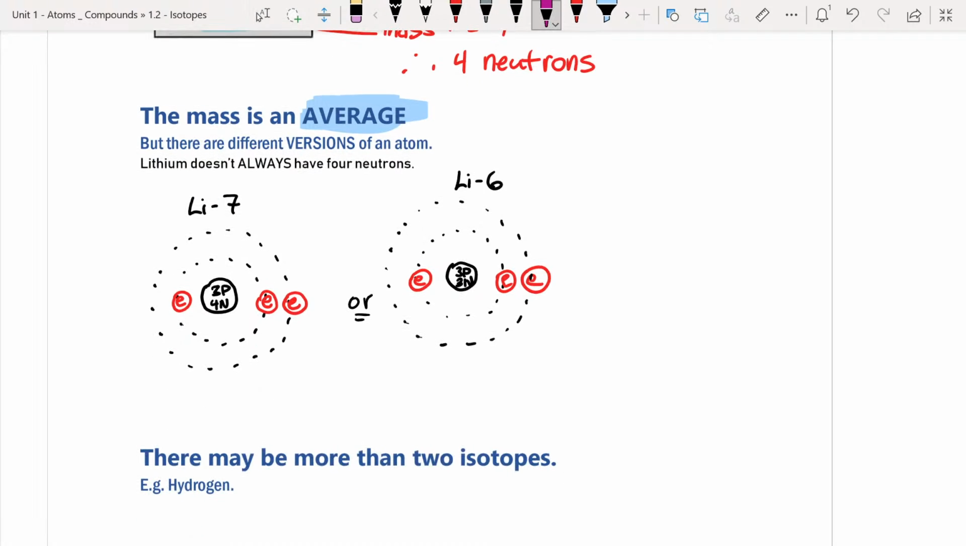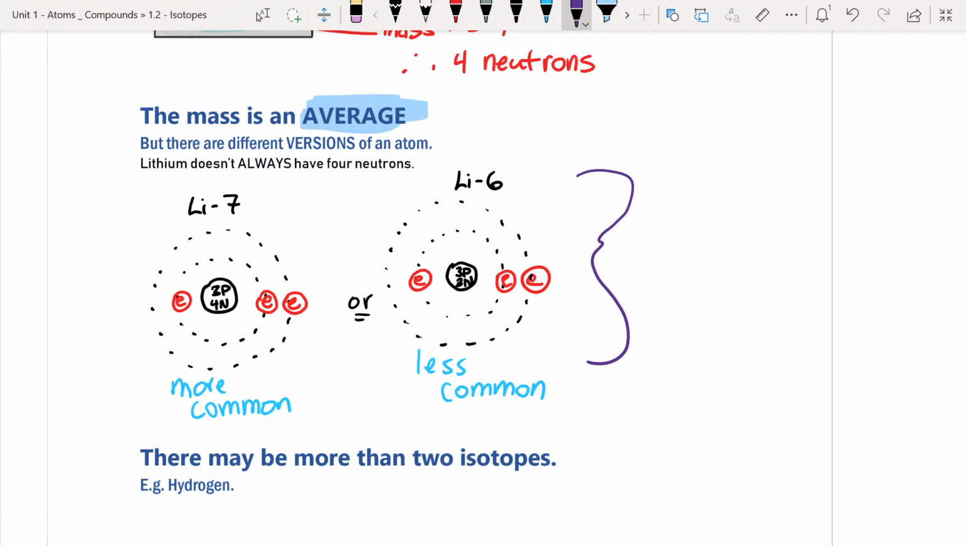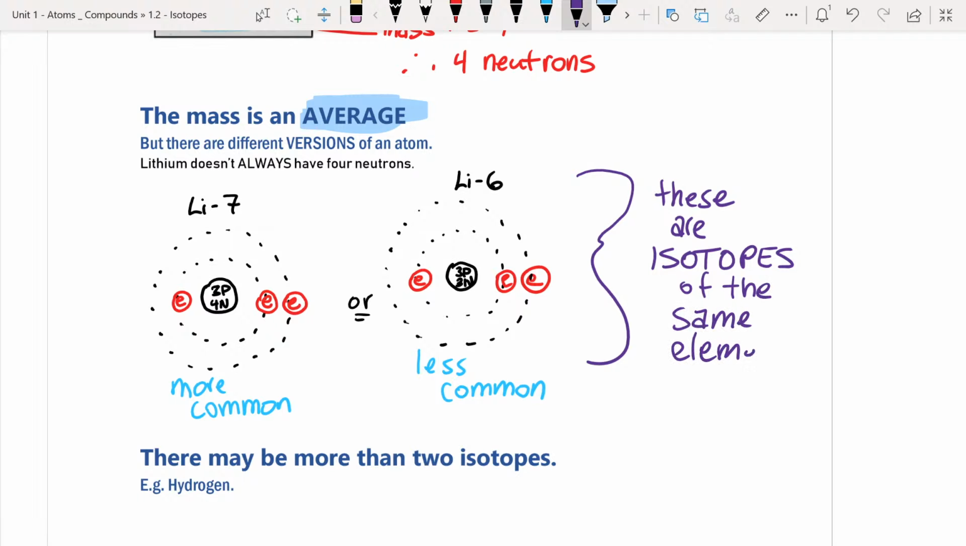So we can tell just looking at this that this is more common and this is less common. We get that based on the average, but both of these exist. These are different, and I'm going to introduce a word. Well, we've already said the word, but these are different isotopes of the same element. So isotope is just a fancy word that means version. Iso meaning same, tope comes from, oddly, the same root as proton. They have the same number of protons, they're the same element, but they have different masses. And it is the neutrons that make the masses different.